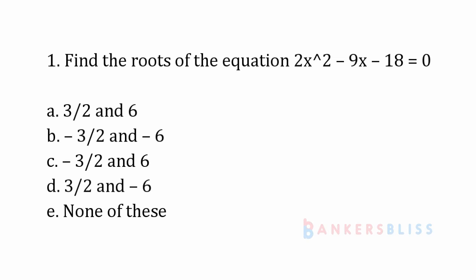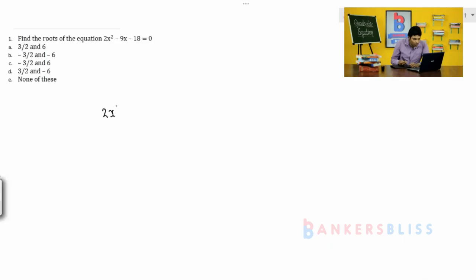Problem number 1. Find the roots of the equation 2x square minus 9x minus 18 is equal to 0. First you have to check whether we are going to get the factors or not. See here 2, 18. 18 into 2, 36. So plus 2 minus 18 minus 36. Now here minus 9.